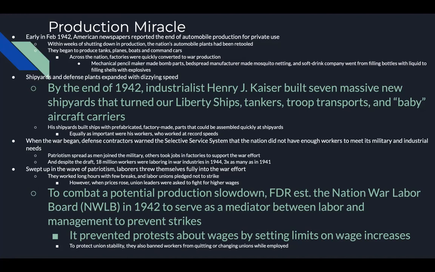Swept up in the wave of patriotism, laborers threw themselves into the war effort fully. They worked long hours with few breaks, and labor unions pledged not to strike. However, when prices rose, union leaders were asked to fight for higher wages. So, test question, to combat potential production slowdown, FDR established the National War Labor Board, NWLB, in 1942 to serve as a mediator between labor and management and to prevent strikes. It prevented protests about wages by setting limits on wage increases. To also protect union stability, they also banned workers from quitting or changing jobs while employed.